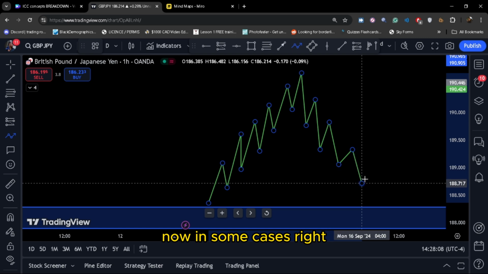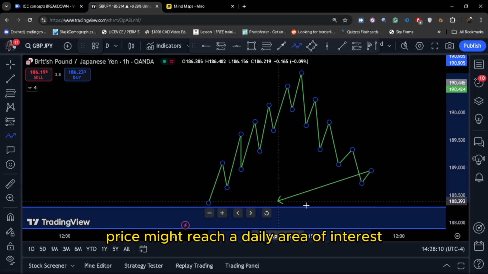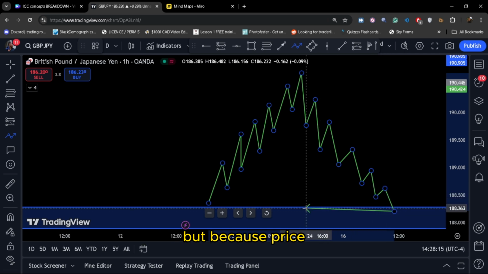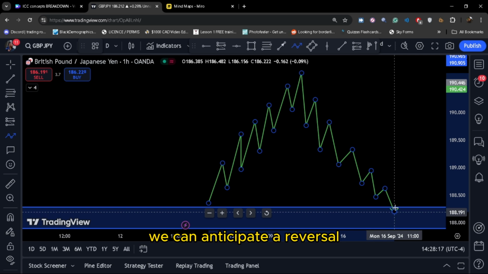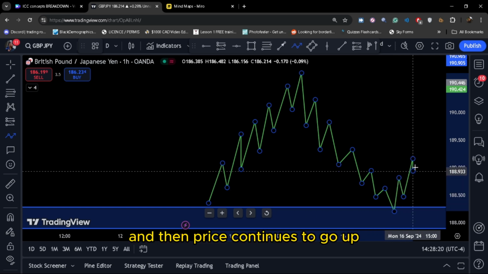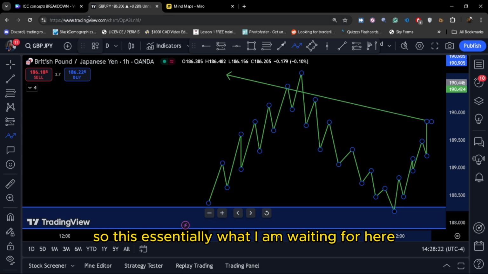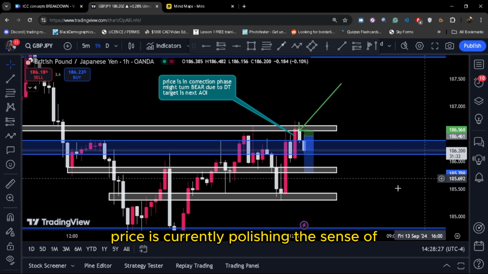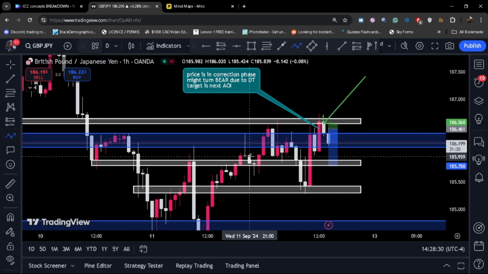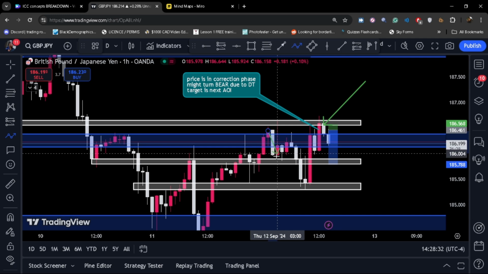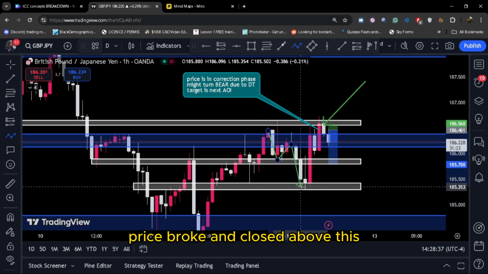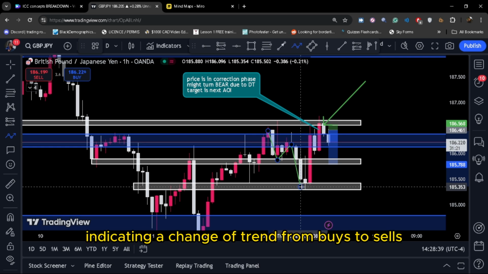Now, in some cases, price might reach a daily area of interest. And as you can see, the trend is going down, but because price is reacting off this daily area of interest, we can anticipate a reversal. And then price continues to go up. So this is essentially what I am waiting for here, because as you can see, price is currently bullish in the sense of price broke the previous low. This is the previous low. Price broke and closed above this, indicating a change of trend from buys to sells.